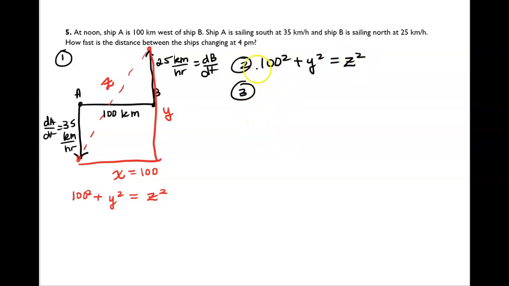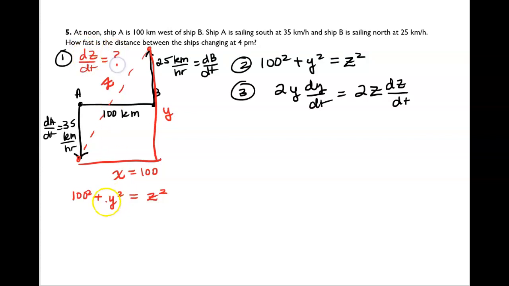Step 3, we want to take this derivative. Derivative of 100 squared is just 0. So we have 2y dy/dt equals 2z dz/dt. Now, we haven't talked about any of those rates yet, so let's go ahead and look back over at our rates. dz/dt is what we're trying to find, how fast the distance between the ships is changing. What we want to know then, we'll need this dy/dt.